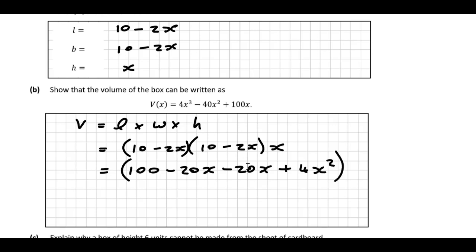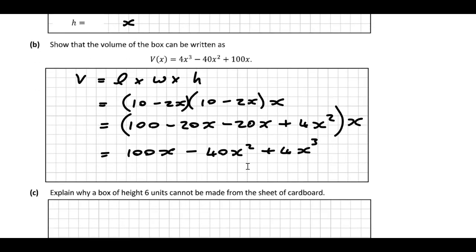Then we've got to multiply all of that by x. So if you do that, you get 100x. Minus these two here give you minus 40x, and then multiplied by the x, you get minus 40x squared. Then we've got plus 4x cubed here. Now is that what they're looking for here? I think it might be. Let's see. So the volume V of x is going to be equal to 4x cubed first, then they've got the x squared next, so minus 40x squared, and then the plus 100x at the end.